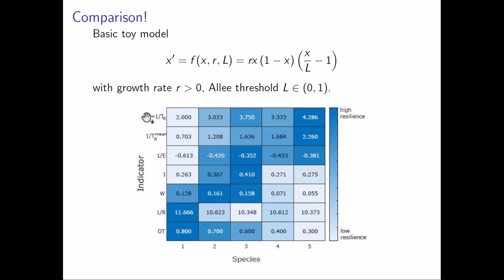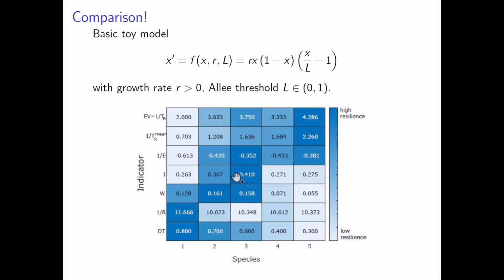For example, if you take this inverse return time, then for species 1 it's quite small, but for species 5 it's actually quite large. But elasticity and intensity of attraction behave differently. They are the largest for another type of species, but much smaller for other species.